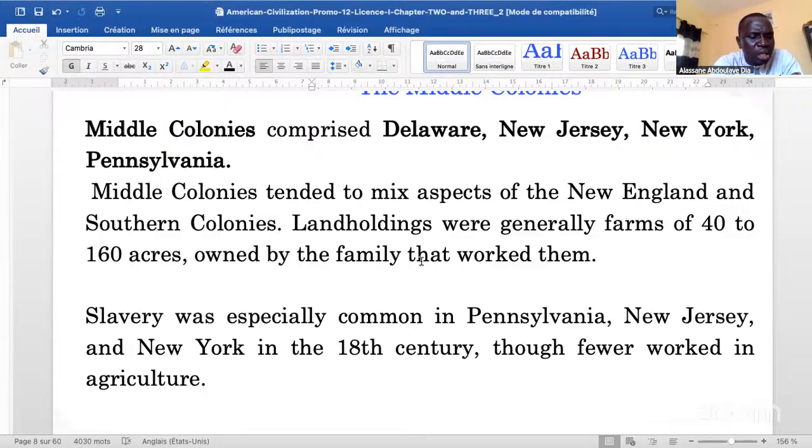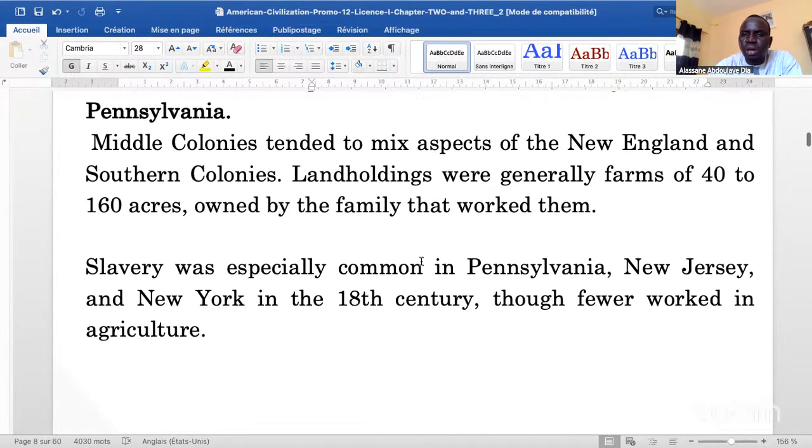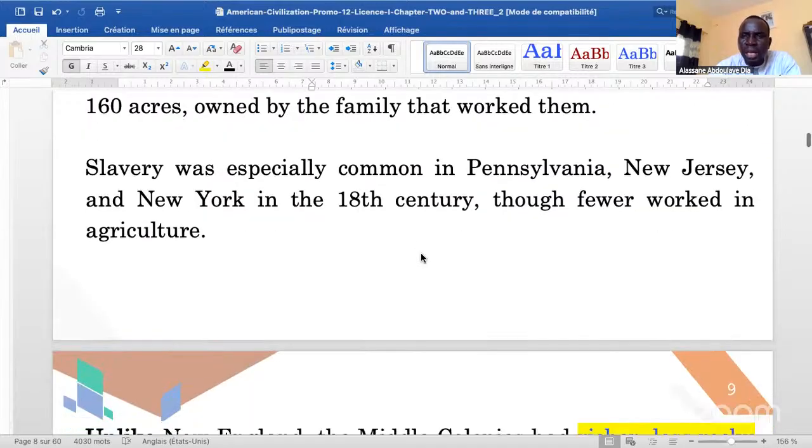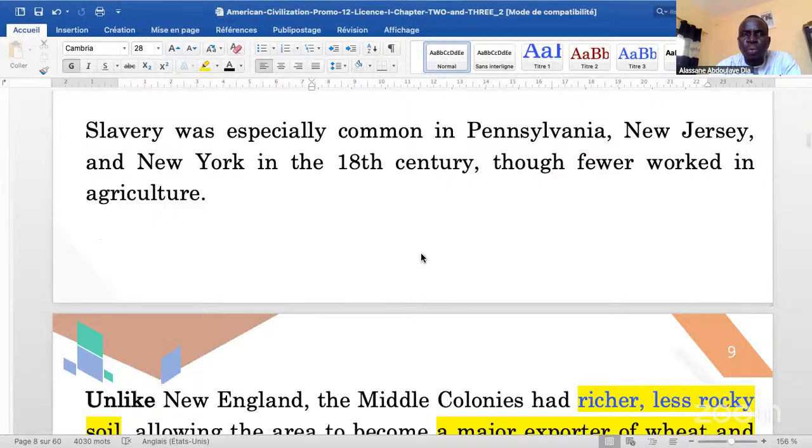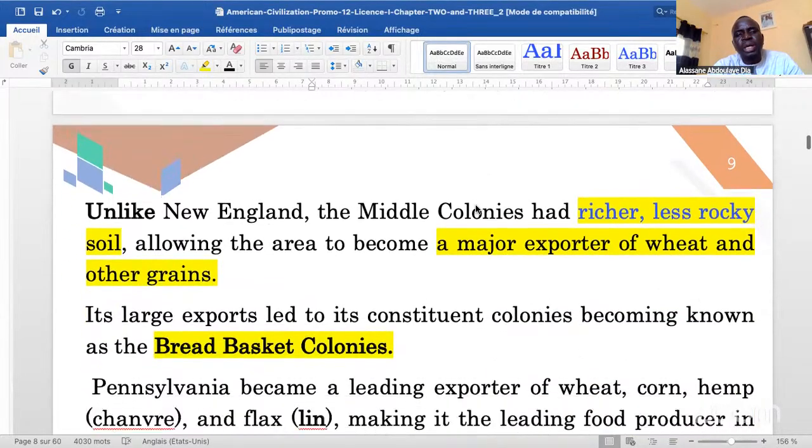You learned it in history. The United States at a certain moment was characterized by slavery. So in these colonies, Pennsylvania, New Jersey, and New York, in the 18th century, it was present there, though fewer worked in agriculture. It means that maybe very few of the slaves worked in agriculture, but slavery was present.